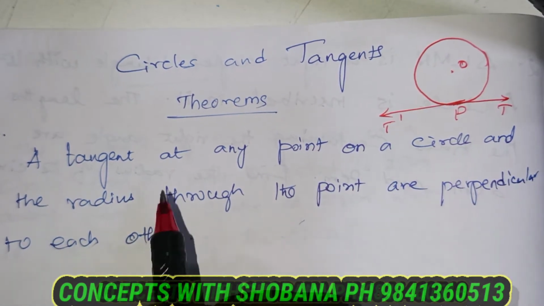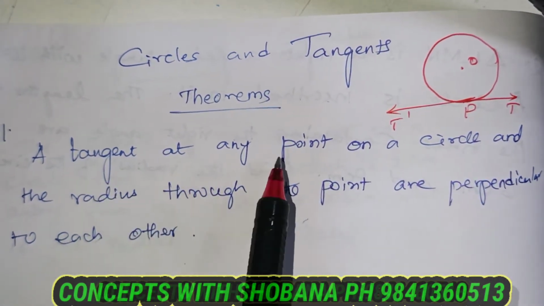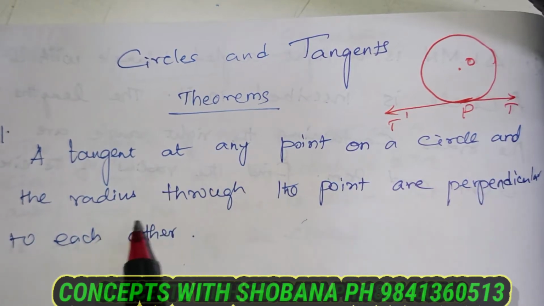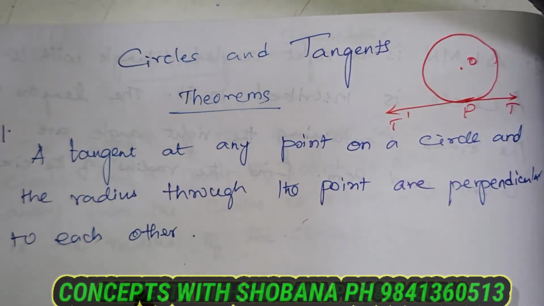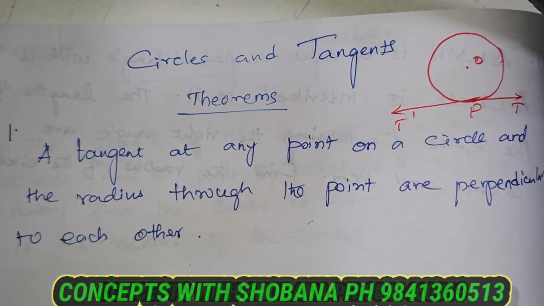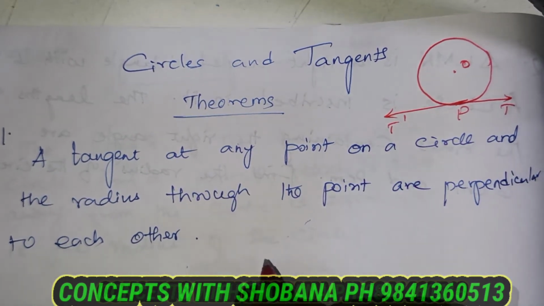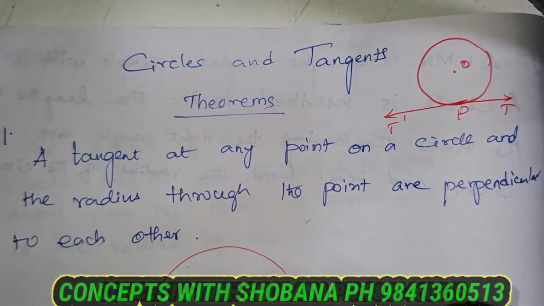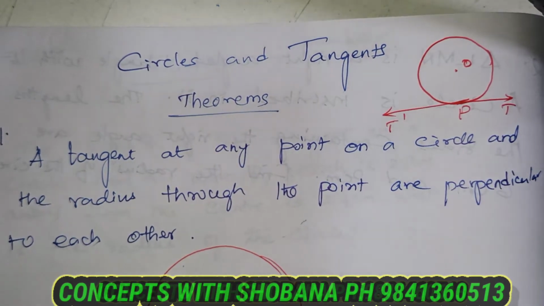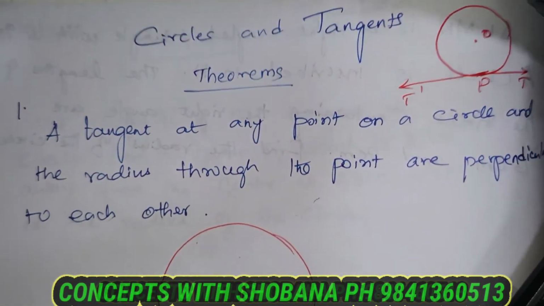Okay, now let's go to the theorems. A tangent at any point on a circle and the radius through the point are perpendicular to each other. So how are we going to say this? A tangent at any point on the circle. So we'll draw a circle first.